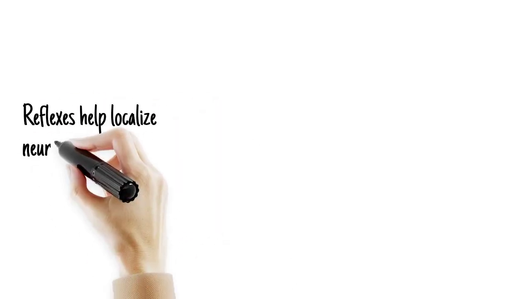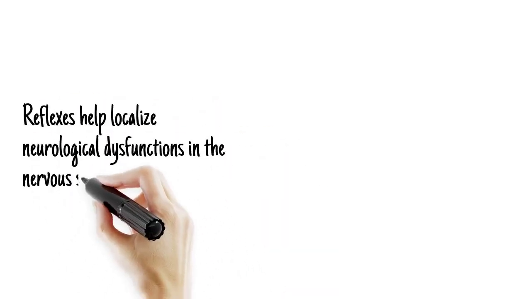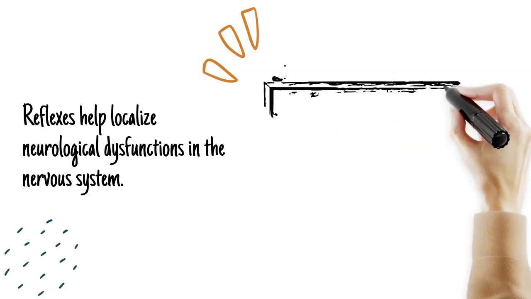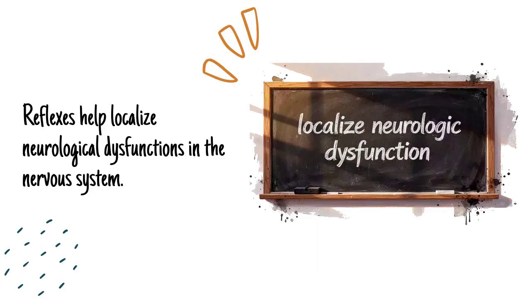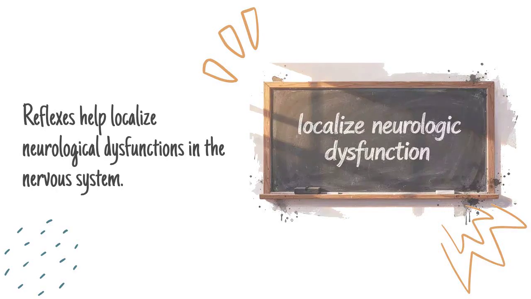Reflexes help localize neurologic dysfunction. Diminished or absent muscle stretch reflexes suggest peripheral motor unit, neuropathic, motor neuron, neuromuscular junction, or acute spinal shock processes, whereas brisk reflexes, clonus, and spasticity reflect loss of descending inhibitory control and increased excitability of the stretch reflex circuitry.